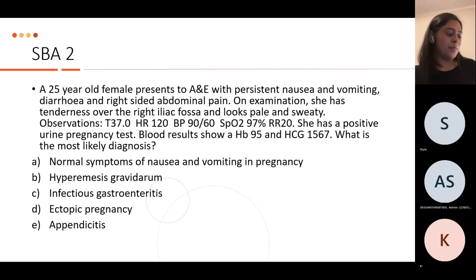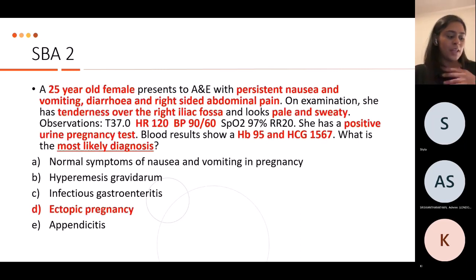Okay, so I'm going to stop the poll now. And the answer really here is ectopic pregnancy. And the reason is because it's asking you what is the most likely diagnosis. She's pregnant, she's got right iliac fossa pain, and she's tachycardic, pale, sweaty. She's got a positive HCG.